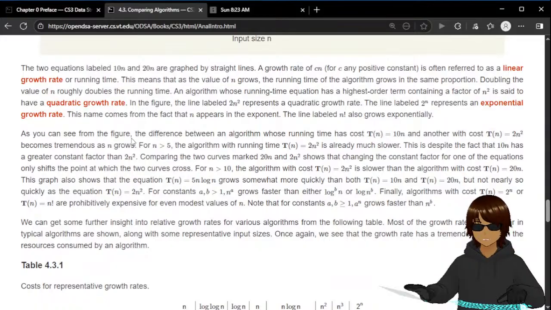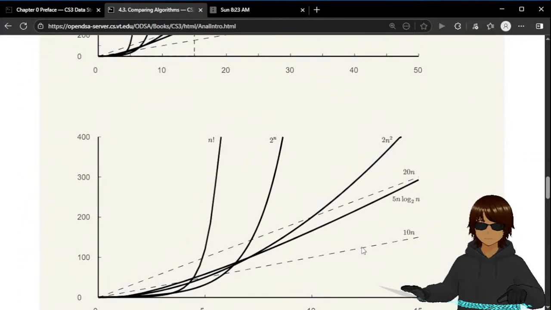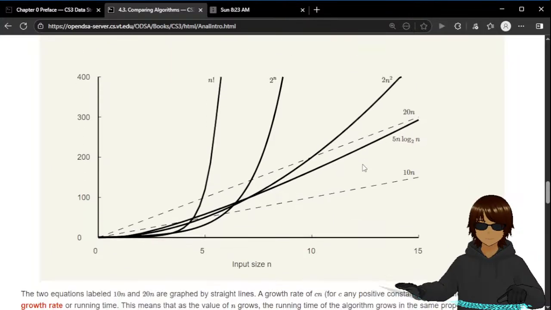As you can see from the figure, the line labeled n factorial also grows exponentially. Isn't there any word called factorially? An algorithm whose running time has cost 10n and another with cost 2n squared becomes tremendous as n grows. For n greater than 5, the algorithm with the running time 2n squared is already much slower, despite the fact that 10n has a greater constant factor than 2n squared.